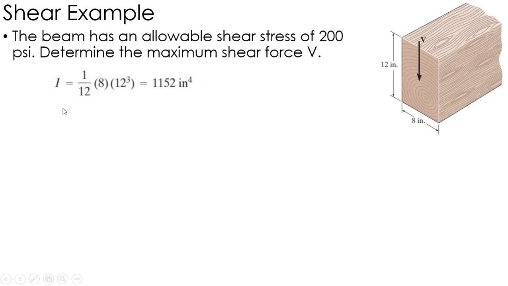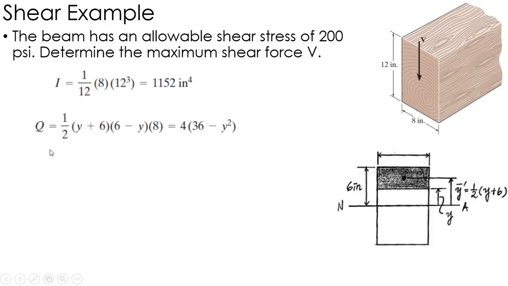So the first thing I'm going to do is find I, which is pretty simple for a rectangle. It's just 1/12 BH cubed. So I get I, again that's about the neutral axis for this beam. Okay. Then the next thing I need to do is find Q. So first I'm going to find it for an arbitrary location, and that's what we've done here.